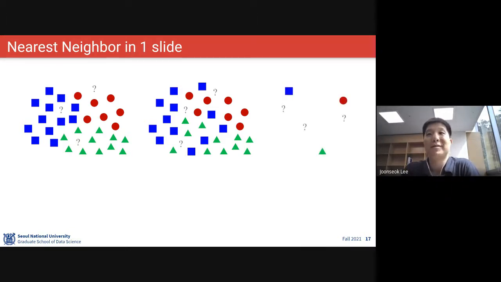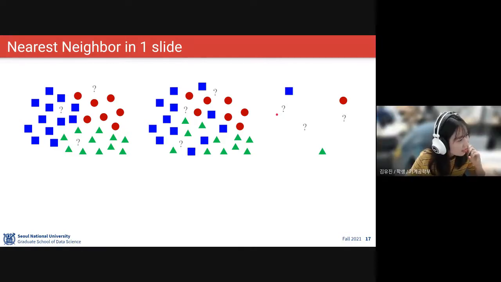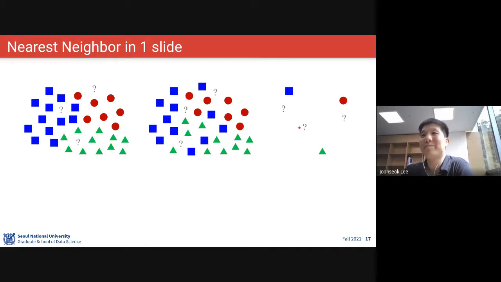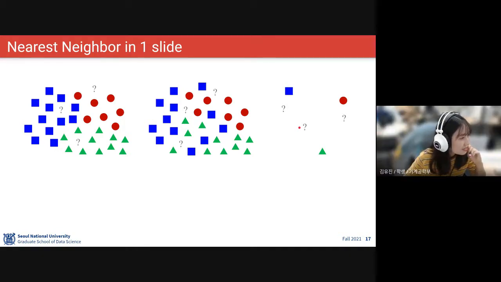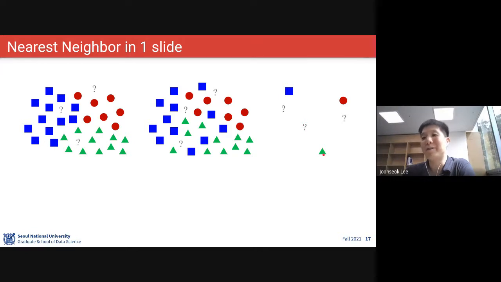What about this? Eugene, Kim Eugene? Yes. What do you think this unseen example belongs to? Blue square. Okay, blue square, yes. And what about this? Green triangle. Why? It is near the green triangle, so it's slightly closer to the green training example than the blue one or the red one. So yes, that's a good answer.